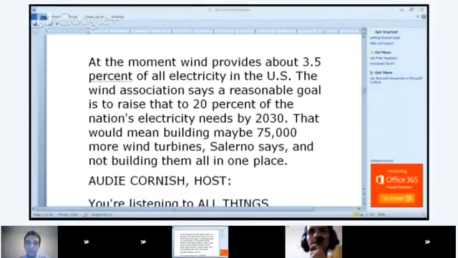At the moment, wind provides about 3.5% of all electricity in the U.S. The Wind Association says a reasonable goal is to raise that to 20% of the nation's electricity needs by 2030. That would mean building maybe 75,000 more wind turbines, Salerno says, and not building them all in one place. Right, yeah. Not building them all in one place.